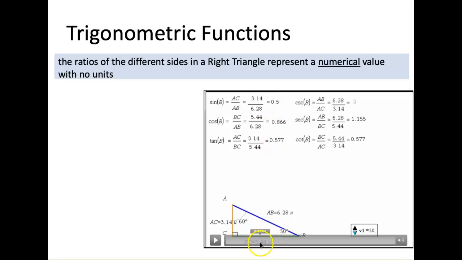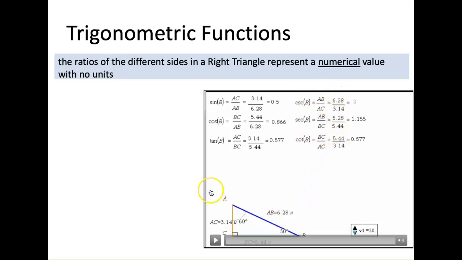And then the cosine is the adjacent side down here, that 5.44, put over the hypotenuse. That's what we have here in this fraction. And that gives us 0.866. And then the tangent is opposite over adjacent. And these are just the reciprocals of those numbers.